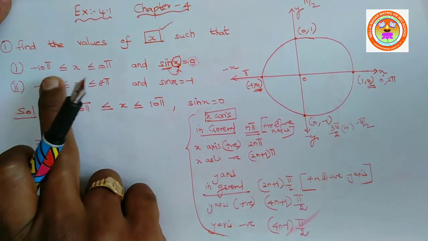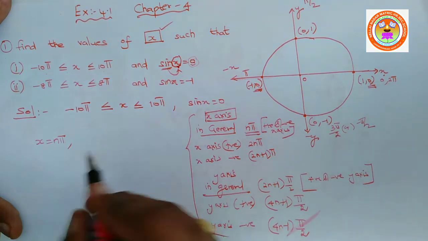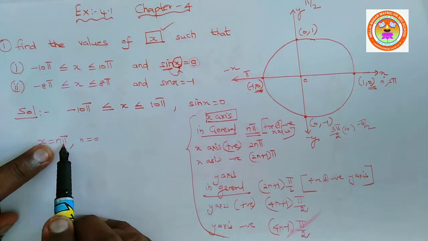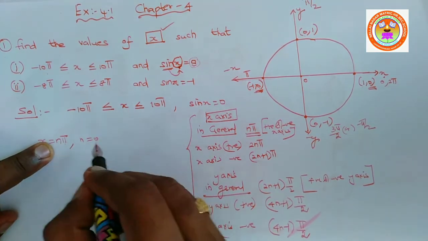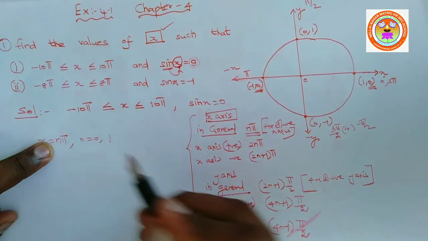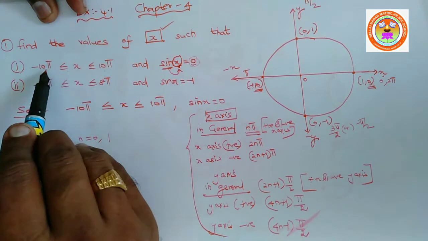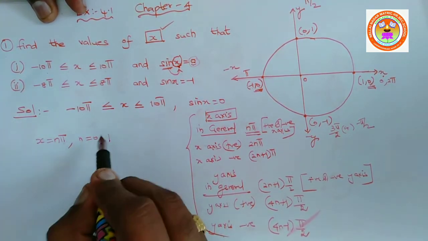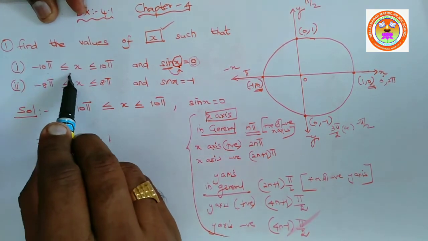But the problem is here we want to choose the suitable value for n. For example, if I apply n equal to 0, 0 into pi is 0, so it is applicable. If I apply 1, 1 into pi is pi. We need to check whether it is between minus 10 pi to plus 10 pi. If I apply minus 1, minus pi is applicable here.